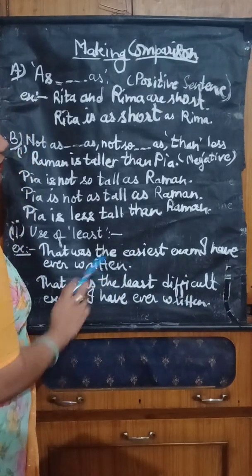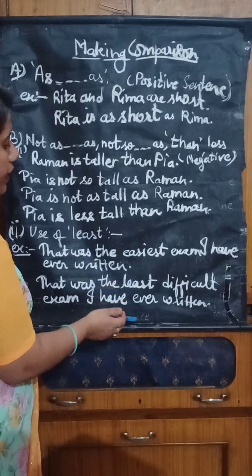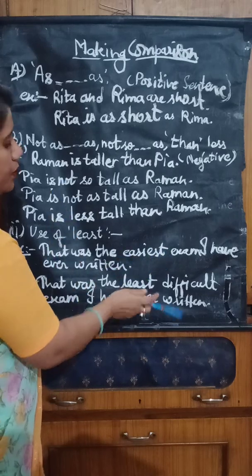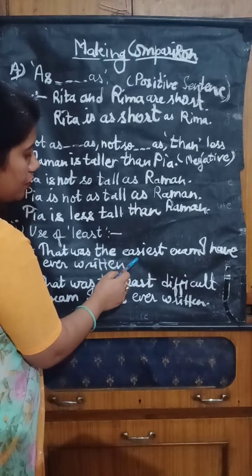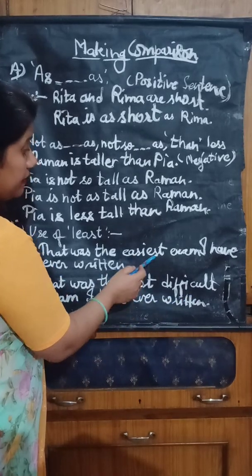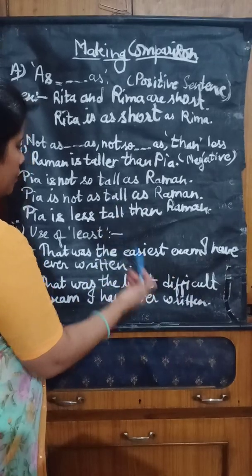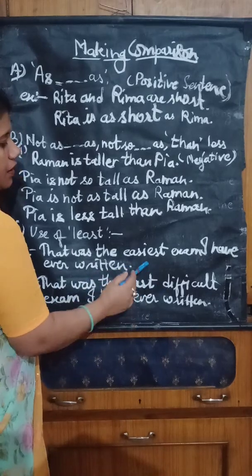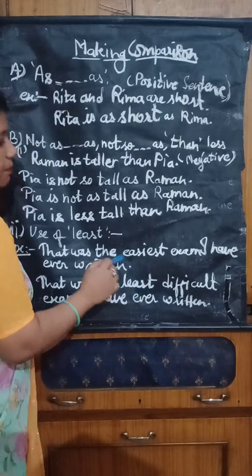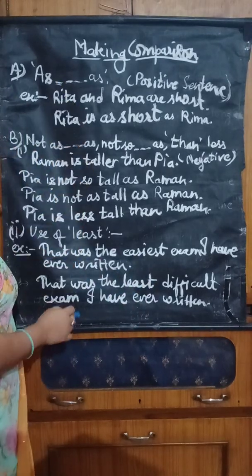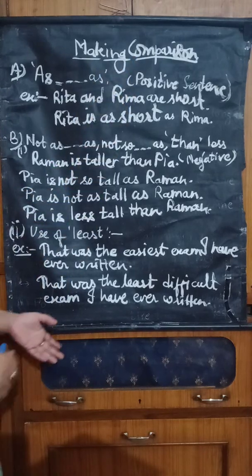Remember one thing: when we use least in a sentence, we have to write the opposite of the superlative form. Easy, the opposite of easy is difficult. That means easiest, सबसे easy वाला क्या होगा, सबसे कम difficult. So when we are changing it, we have to use the opposite of the superlative form and then use the word least, but in each and every type of comparison, the meaning will be the same. Thank you.